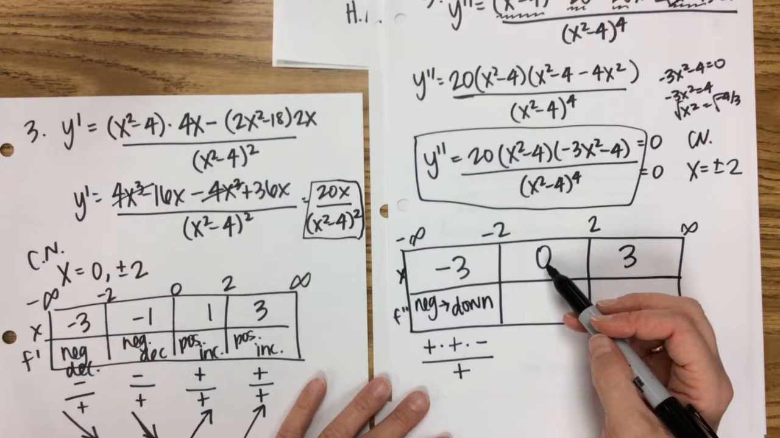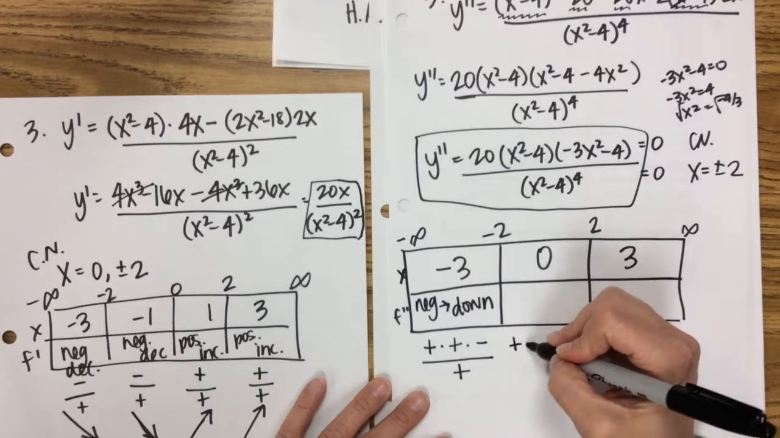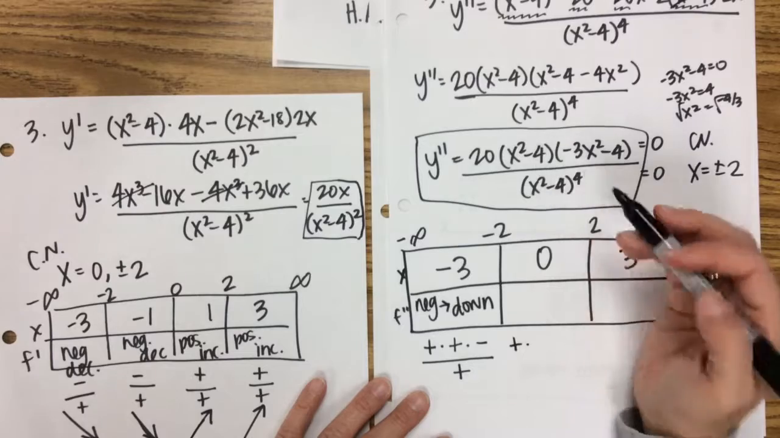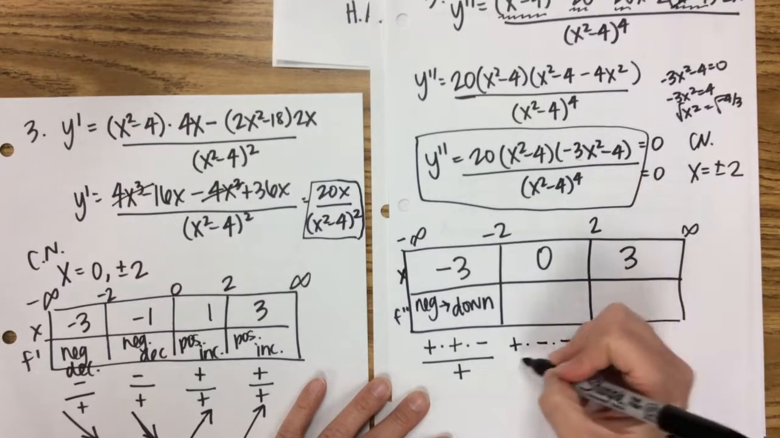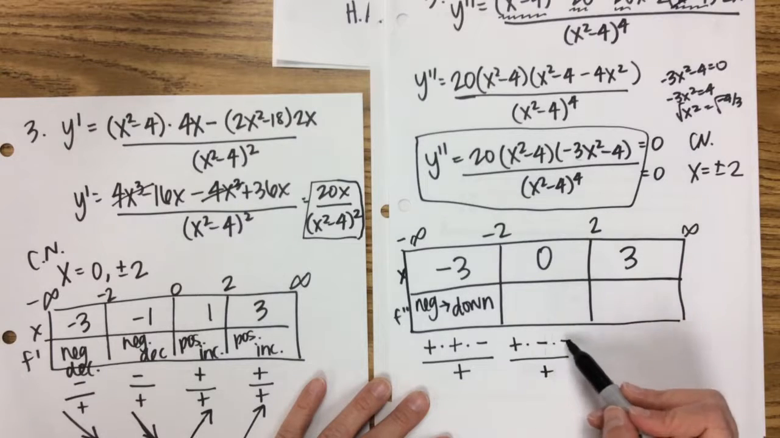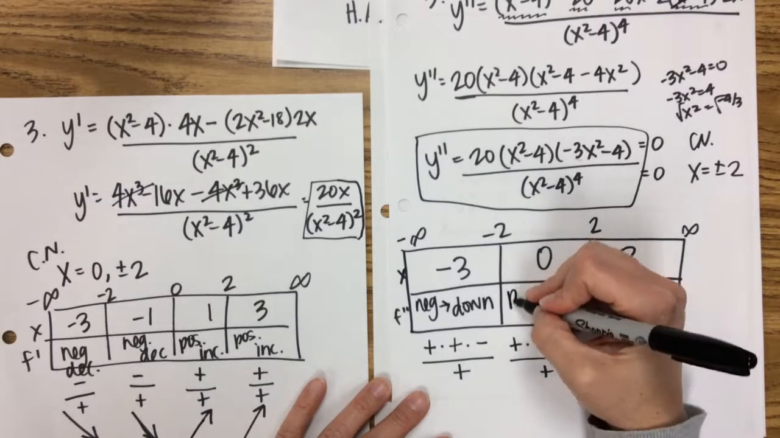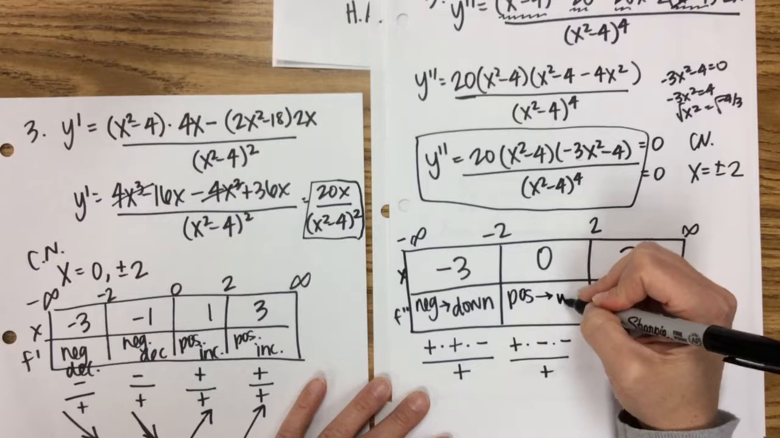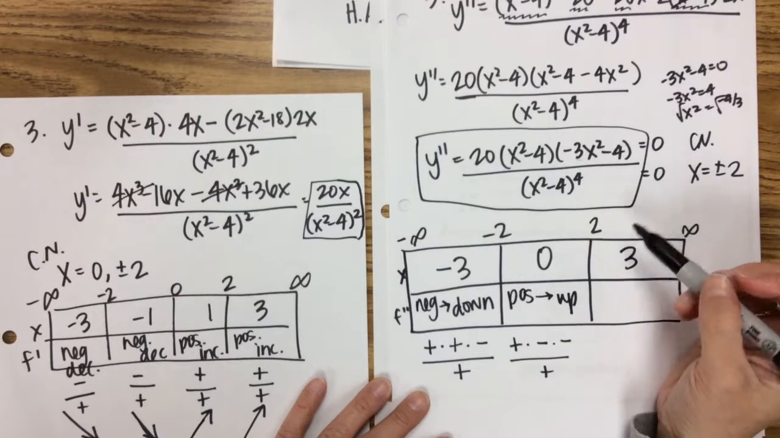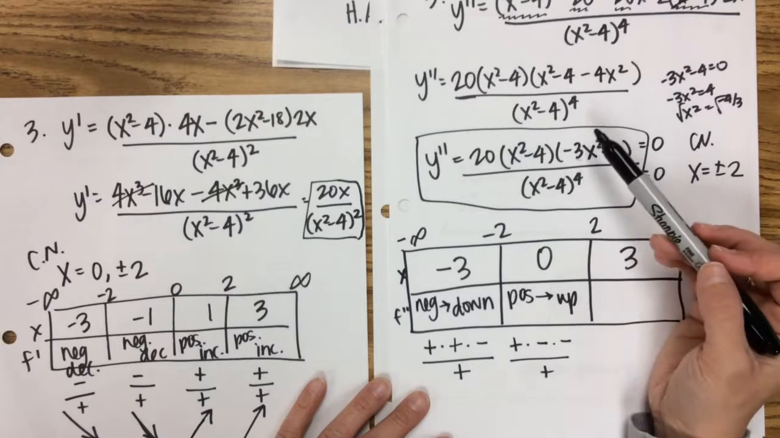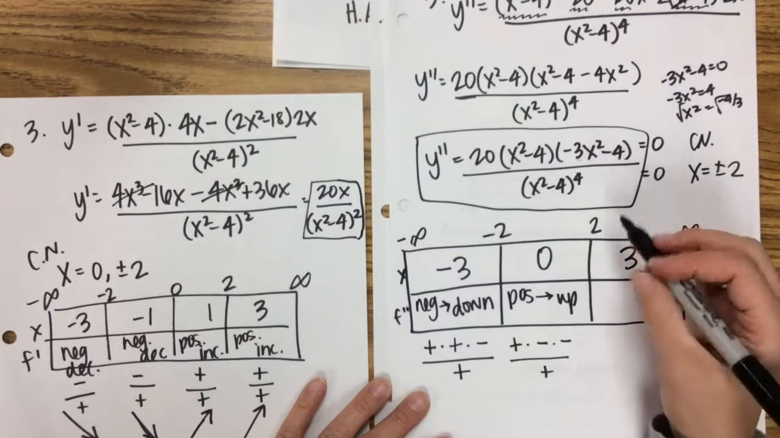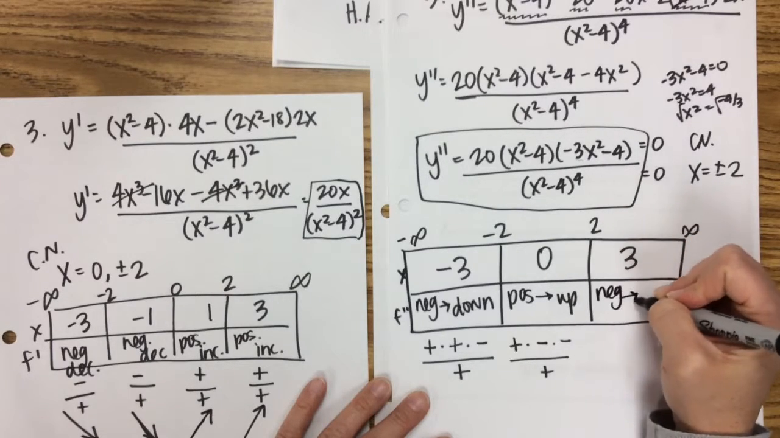Now I'll plug in 0. 20 is a positive number. 0 minus 4 is a negative number. 0 minus 4 is a negative number. For positive, my negatives would cancel, so here I get a positive value, which is up. 3 is going to be the same value as negative 3 because you're squaring 3, so it's going to be another negative, or down.